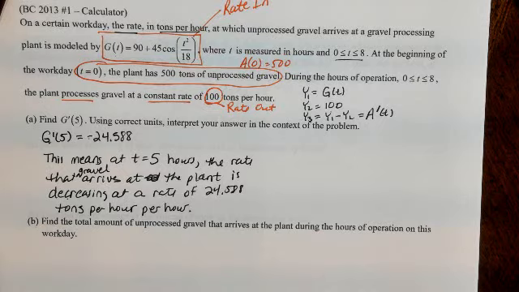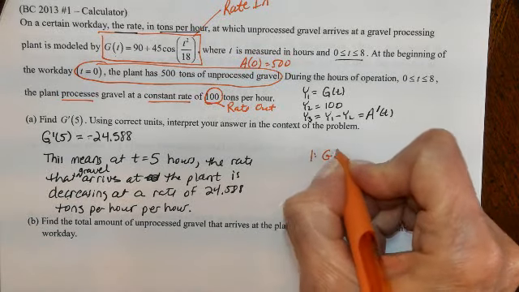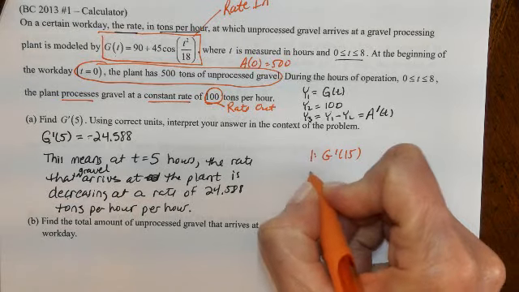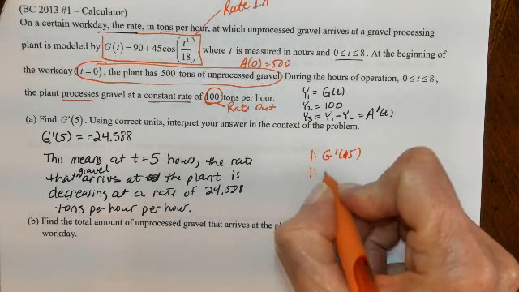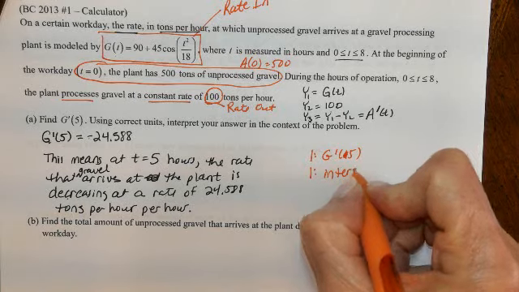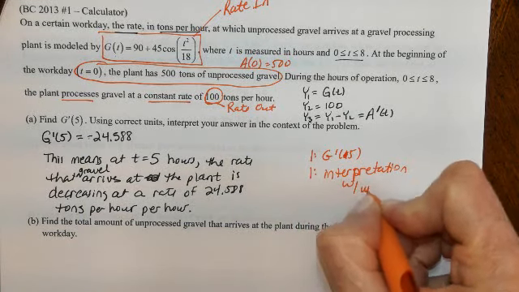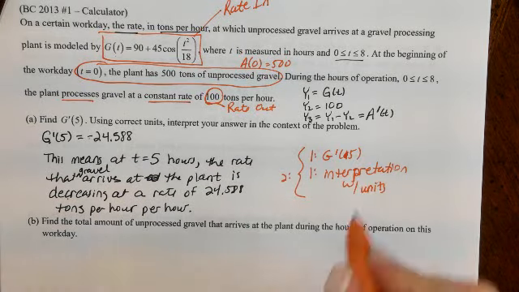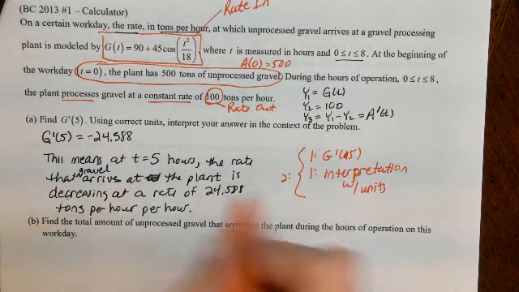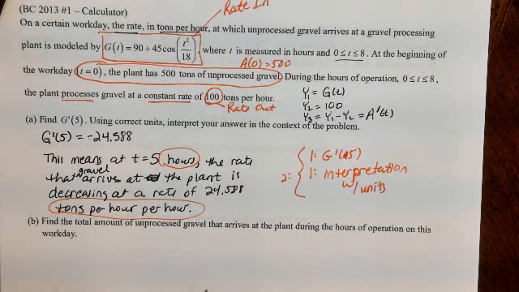Okay? All right, this part of the problem was worth 2 points. 1 point for G prime at 5, not 15, 5, and 1 point for the interpretation with units. Okay, remember, 2 sets of units, hours and tons per hour squared. 2 sets of units, okay?